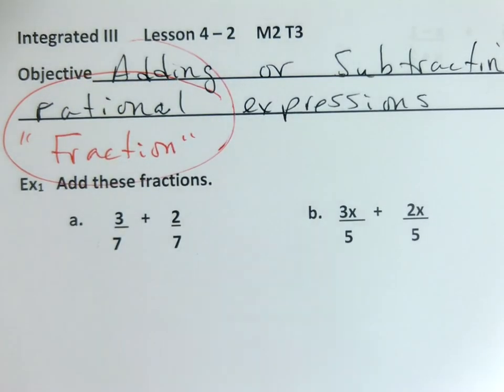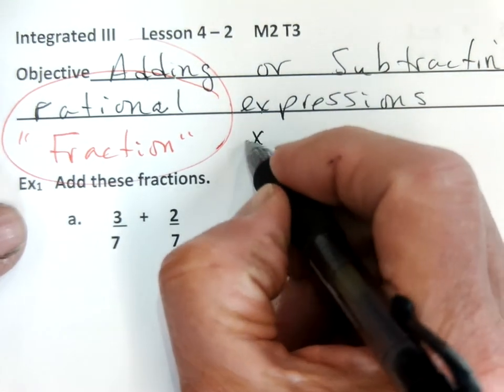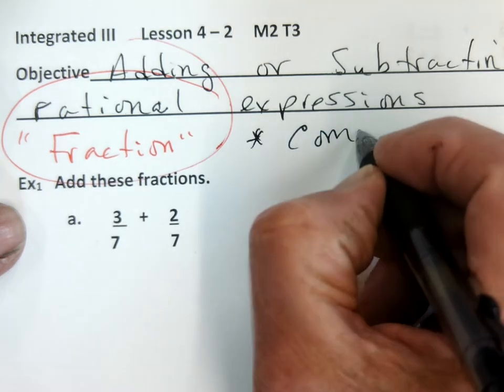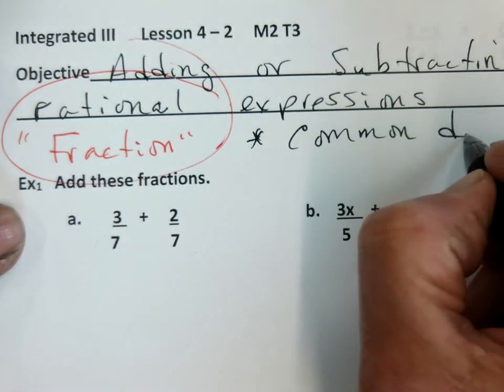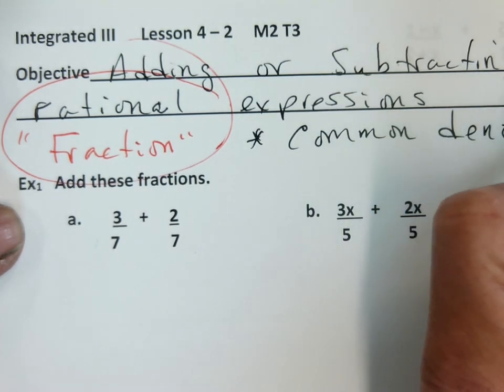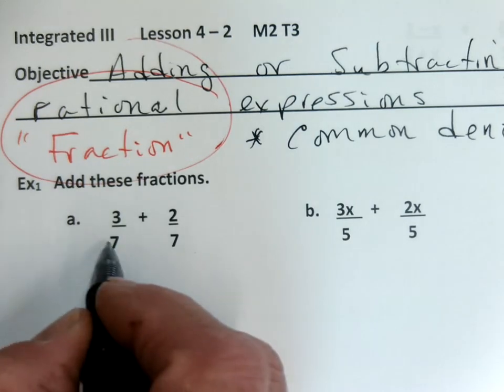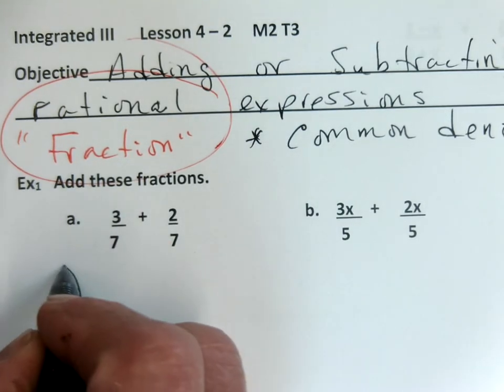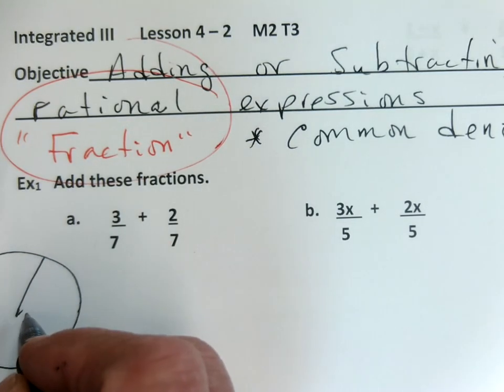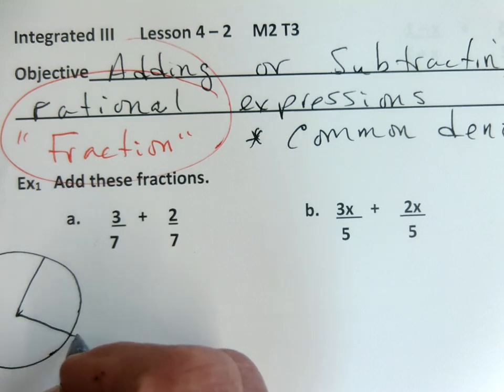One of the things we have to have when we add or subtract fractions is a common denominator. Okay, and why is that true? Let me give you a really easy example. 3 sevenths plus 2 sevenths, right? We're talking about sevenths. So let me see if I can draw sevenths.